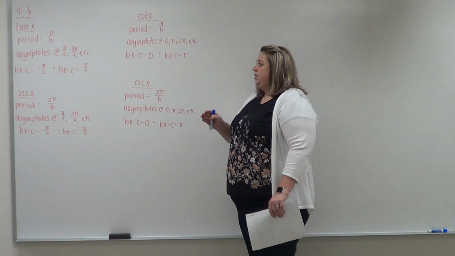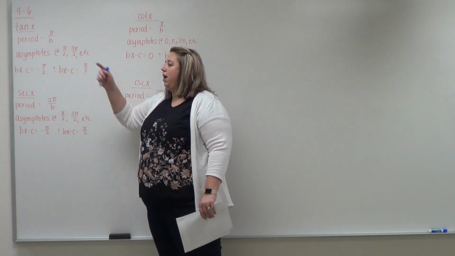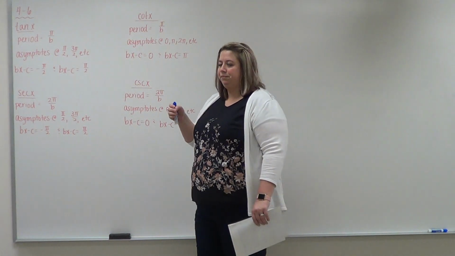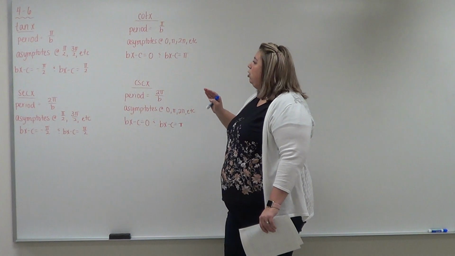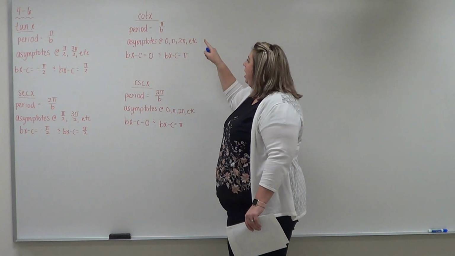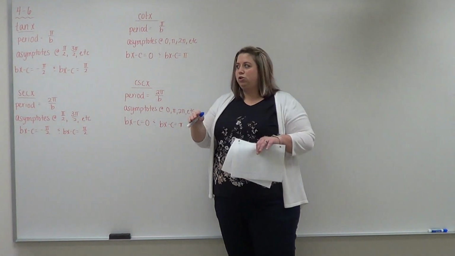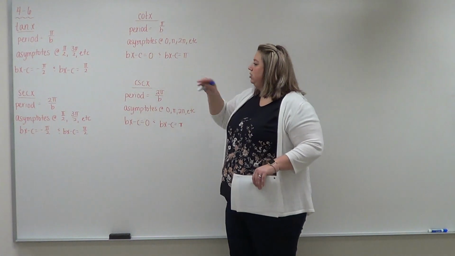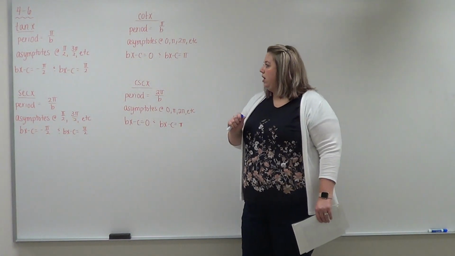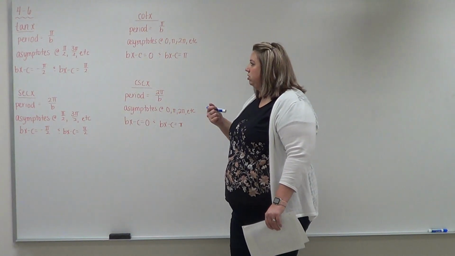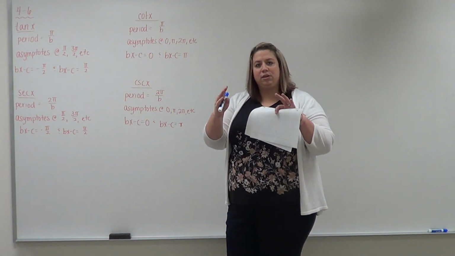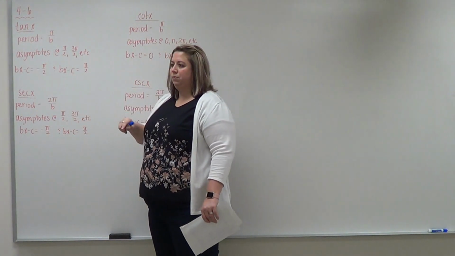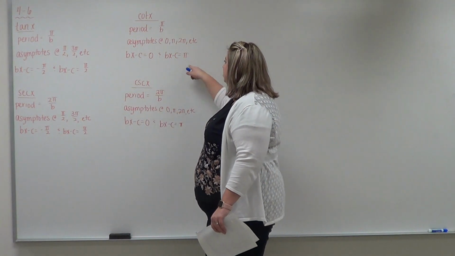If it's tangent, their normal asymptotes are at the pi over 2's: pi over 2, 3 pi over 2, 5 pi over 2, etc. If it's cotangent, they're at 0, pi, 2 pi, 3 pi. These are at the top and bottom y-axis points, and those are at your x-axis. To find your starting asymptotes, you take the x part, or the parentheses if something is subtracted. For tangent, you set it equal to negative pi over 2 and pi over 2. For cotangent, you set it equal to 0 and pi.